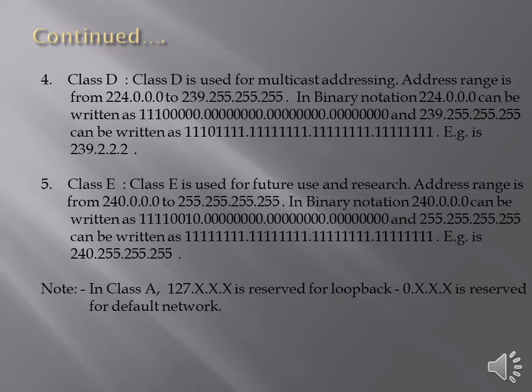Example of class D IP address is 239.2.2.2. We use class D IP addresses for multicasting. For example, multicasting the classroom session from hub to different sites using Skynet.